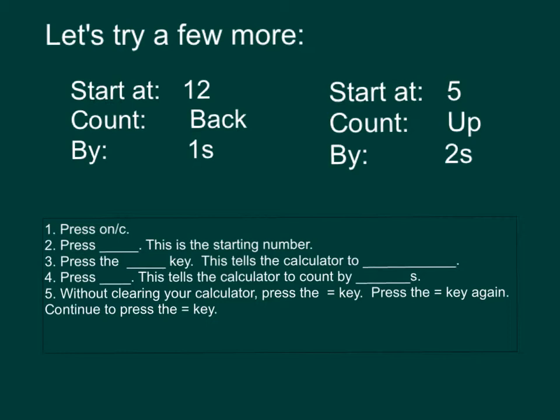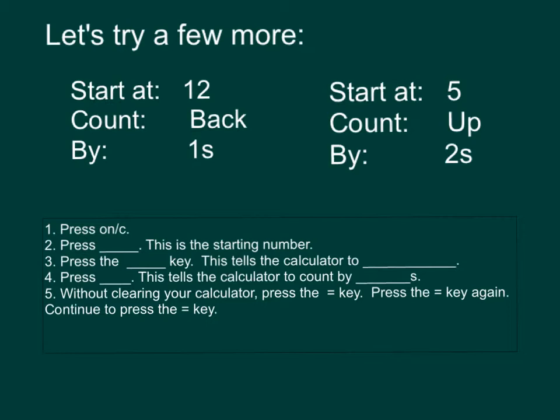Boys and girls, let's try a few more. We have 2 problems here that we're going to try. Here is one, and here's one. The first one is going to start at the number 12. We're going to count backwards, which means we're going to be using the subtraction key or the minus key, and we're going to count by ones. Let's use our directions on how to use the calculator to help us with counting up and back right here.